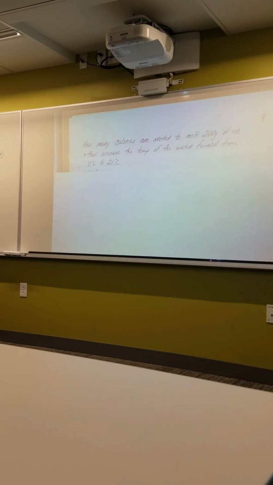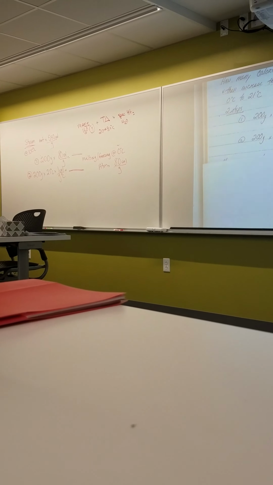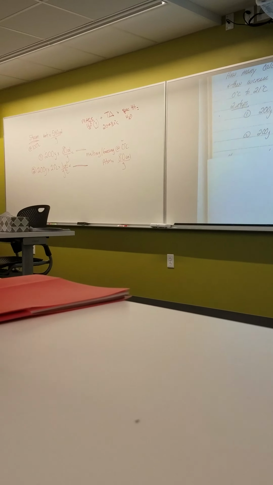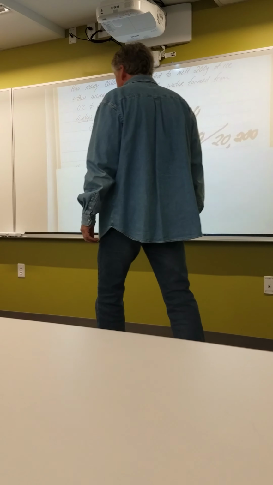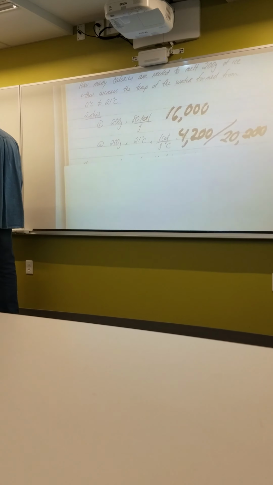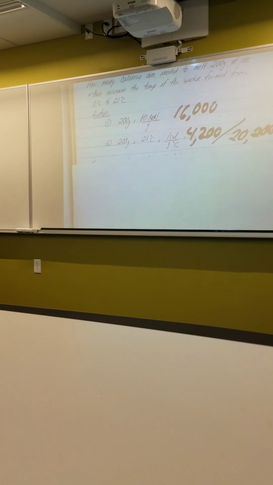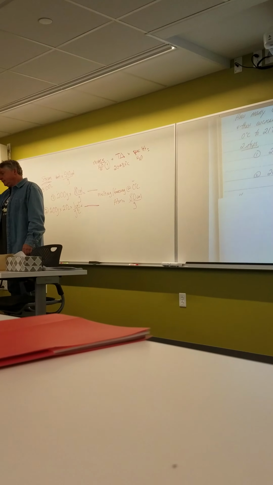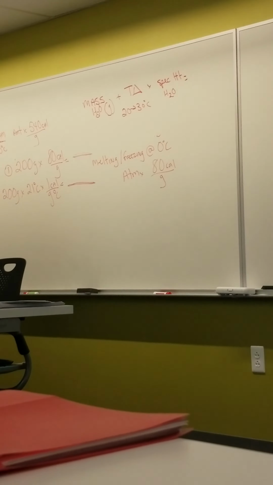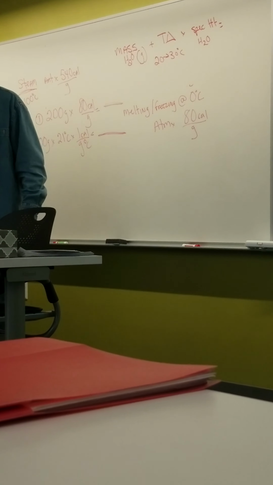Now, let's try this one. How many calories are needed to melt 200 grams of ice and then, two-stepper, increase the temp of the water formed from 0 up to room temperature, up to 21. Let's add them all together now. So 16,000 plus 4,200. I got 20,200. Did you get 20,200? There you go, 20,200.